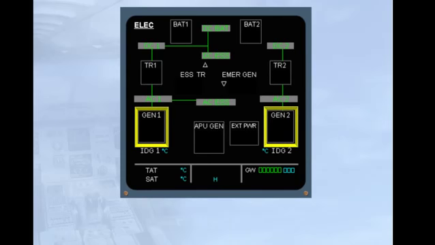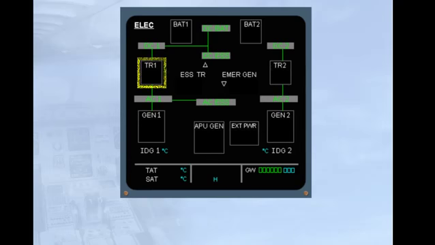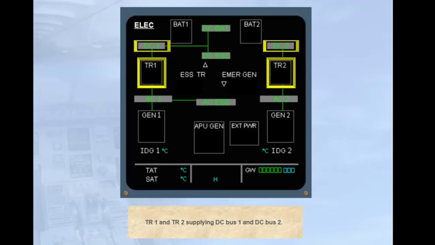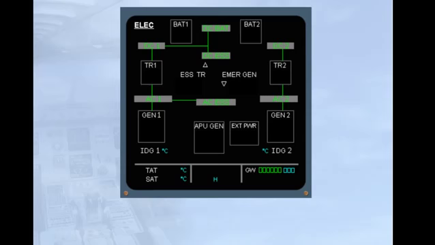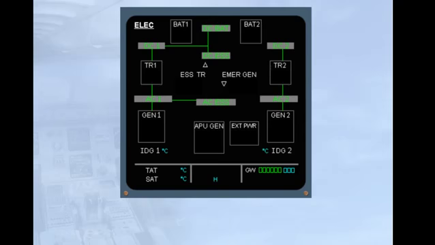Gen 1 and Gen 2 supplying AC bus 1 and AC bus 2. TR1 and TR2 supplying DC bus 1 and DC bus 2. Two essential buses supplied by the left side, the DC BAT bus, and 2 batteries. Notice that the static inverter is not displayed on the Ecam page. For simplification, the component indications had been removed.